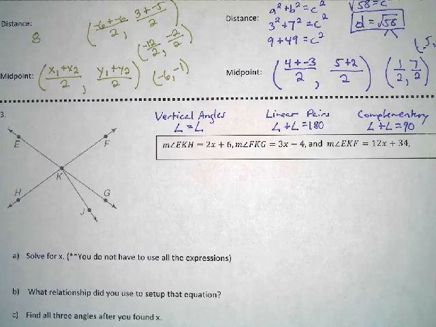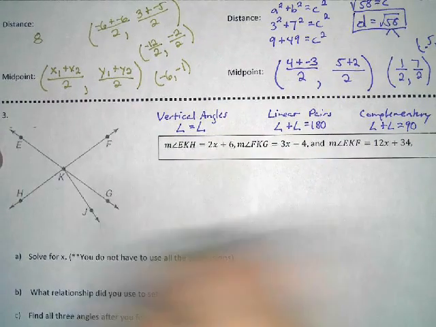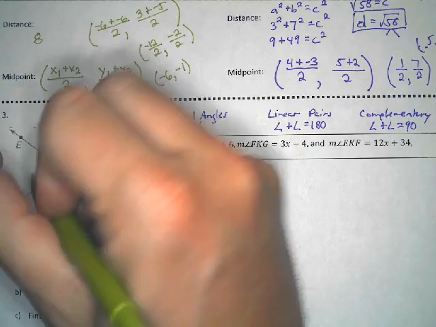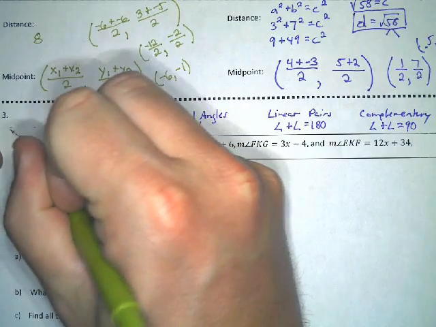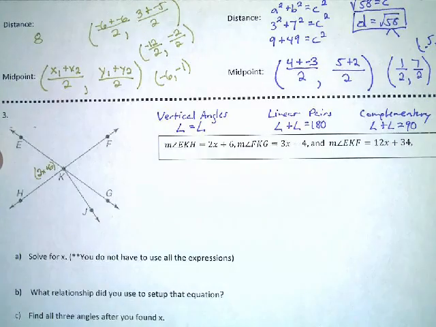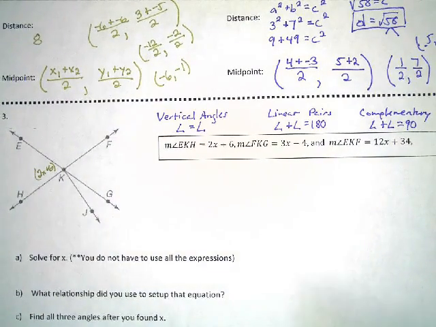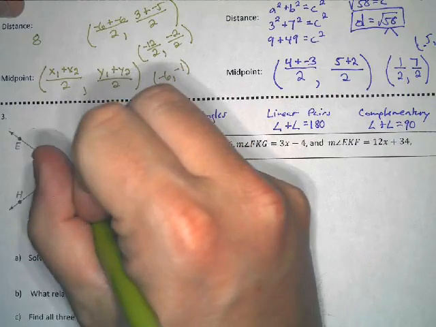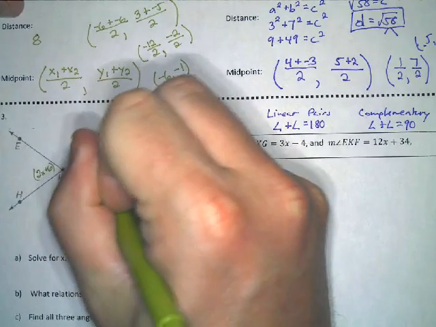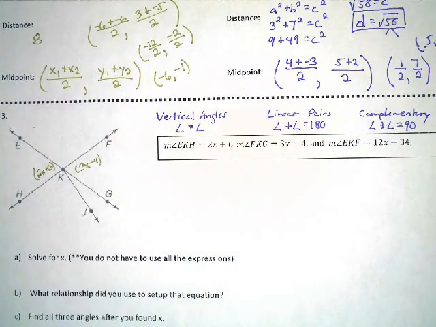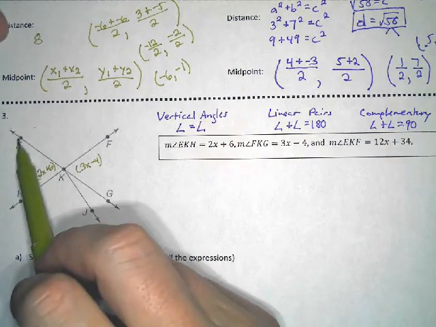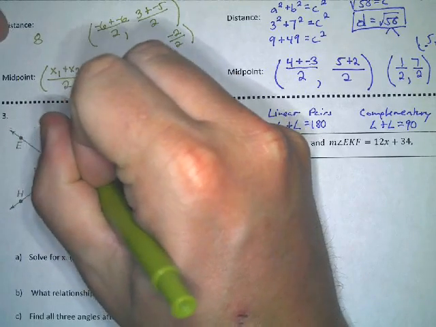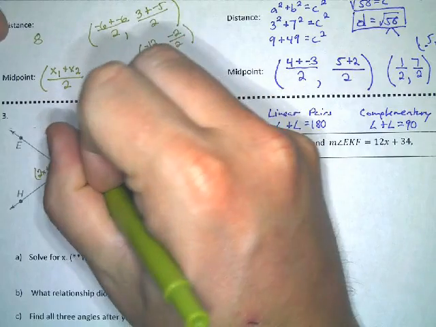First, EKH. So that's EKH into this angle right here. FKG. So that is this angle right here. And then finally, EKF. That is here, right here.